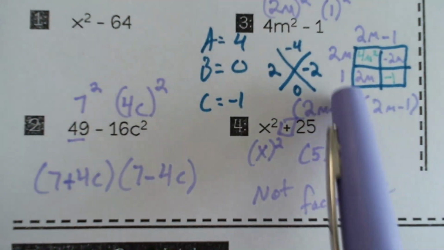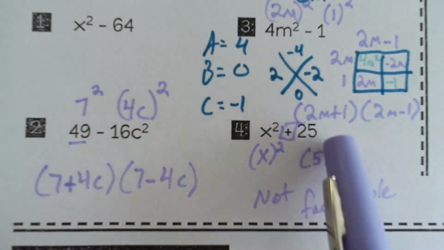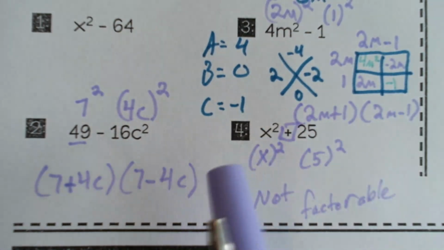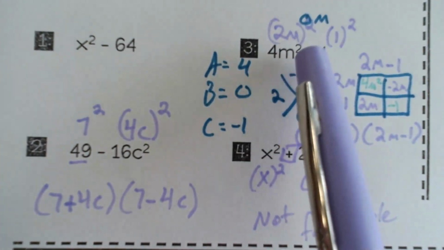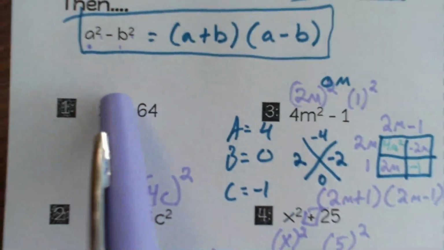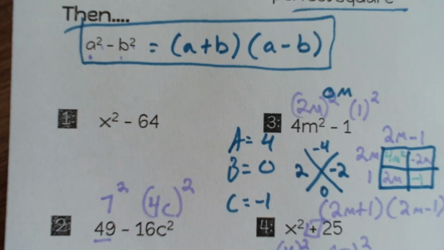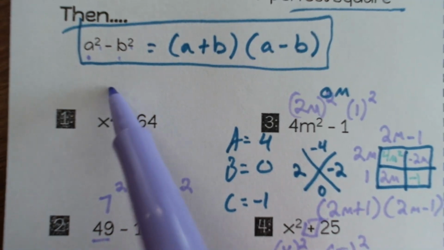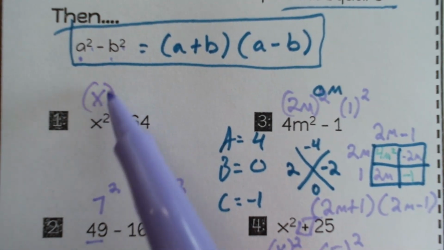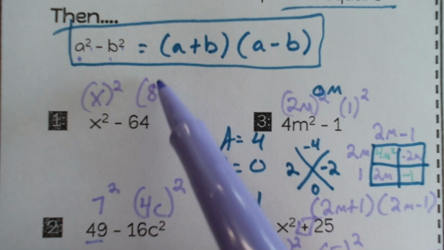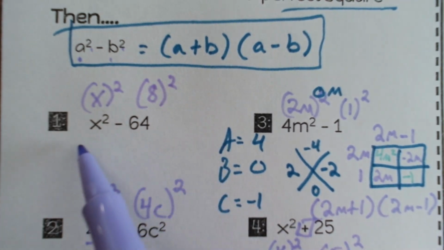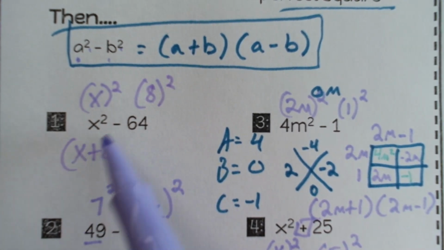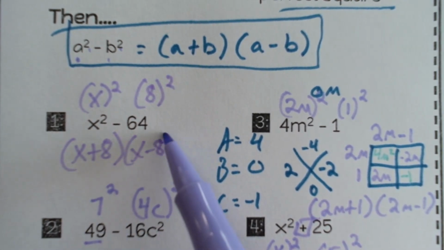Again, there is nothing wrong with doing this method to confirm your answer and make sure that it's right, especially if it's complex and it's not numbers that you can see. Here, my very first example isn't too bad. My A value would be x squared. My B value would be 8 squared. So you would have x plus 8, x minus 8.